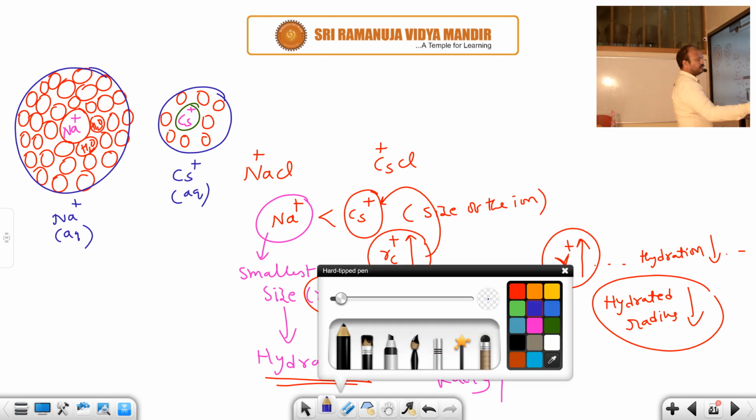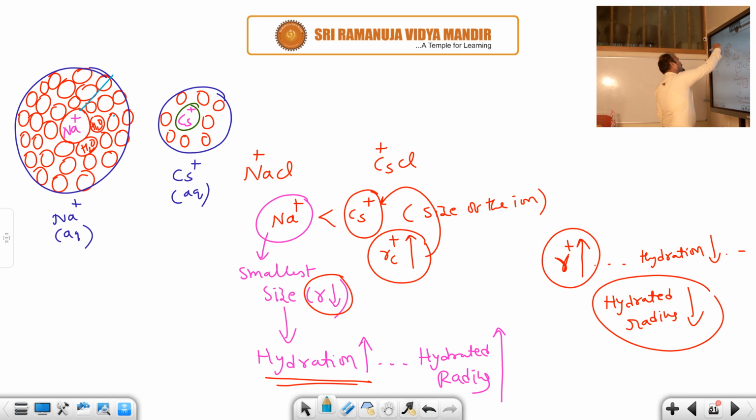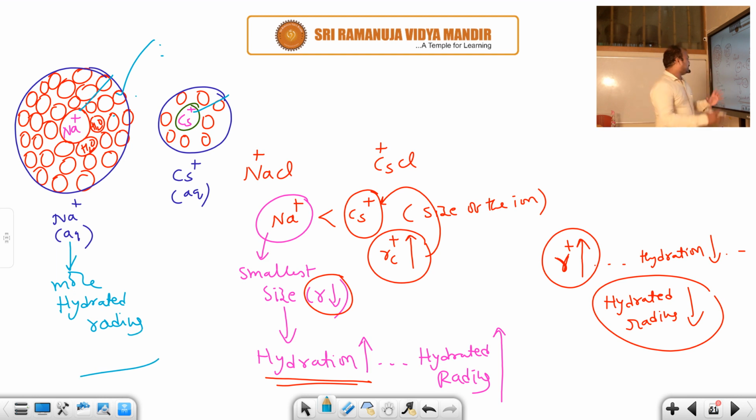Where is the radius more in aqueous? Have you observed here, radius and here radius? Na plus radius is more. That's why it has a more hydrated radius. So in NaCl and CsCl, which has the more hydrated radius? NaCl has the more hydrated radius.